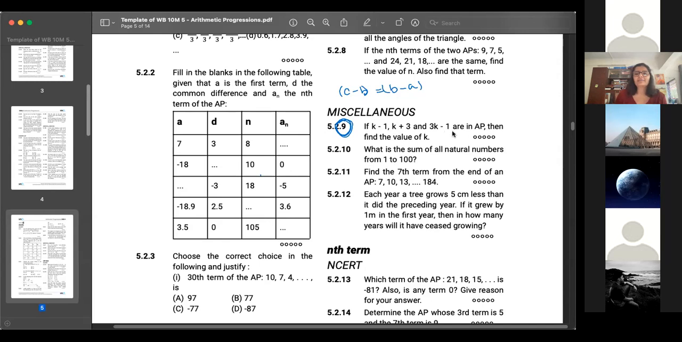If it is given that these 3 terms are in AP, you can assume that they are consecutive terms. Otherwise, it will be specified that they are third, sixth, seventh, or random terms. It will be specified. If it is not, you can assume that they're consecutive terms only.